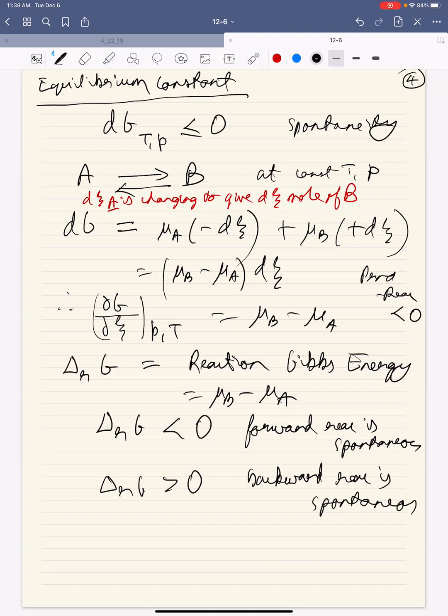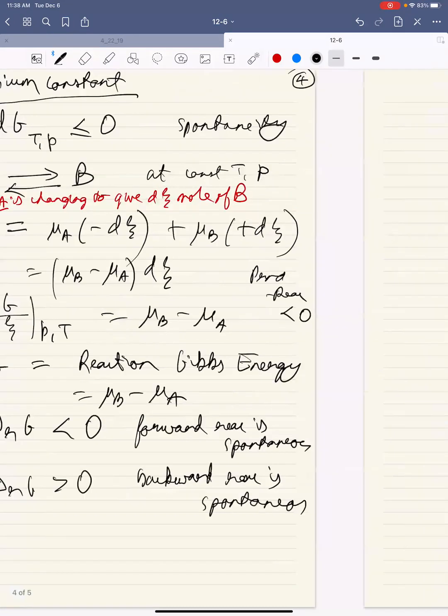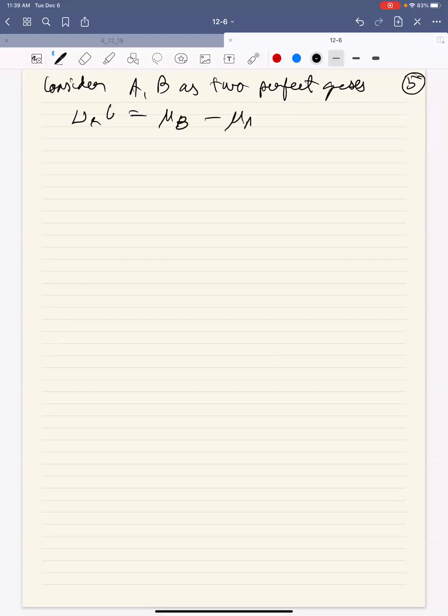Good. So now let's try to take a look at delta RG. Here we have not assumed anything ideal, non-ideal, anything, right? This is generic, right? Mu dn applies for everything. So now let's try to think about it for a mixture of two perfect gases, two ideal gases, okay? So I'll go to the next page. Consider A and B, which are reacting now as two perfect gases, and we have delta RG equal to mu B minus mu A.